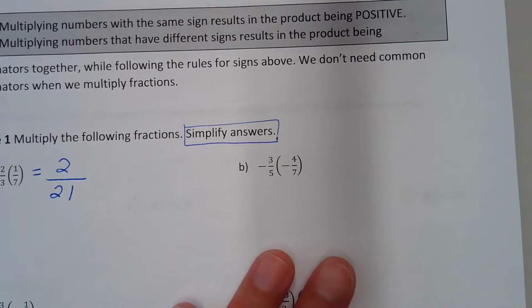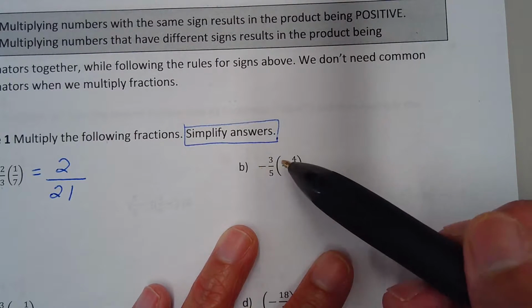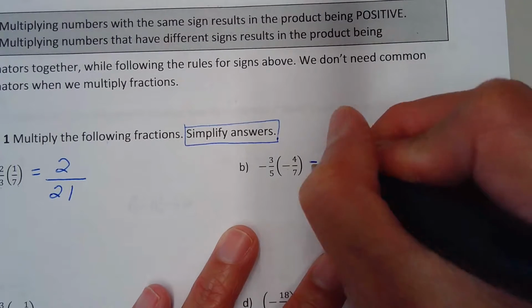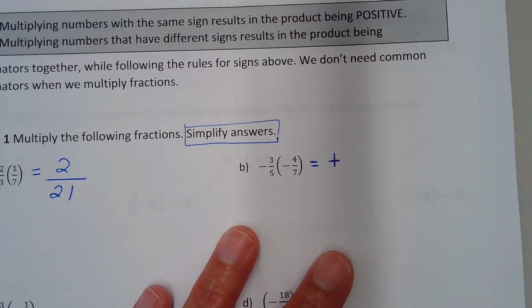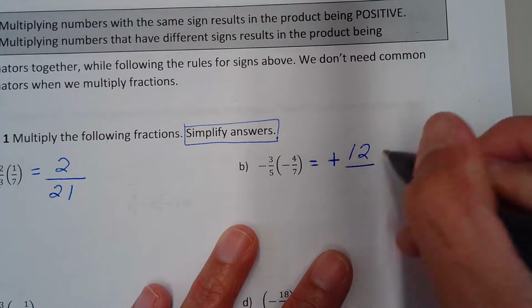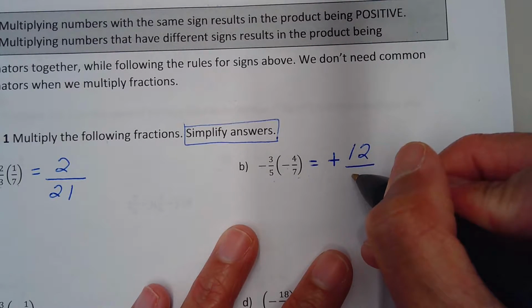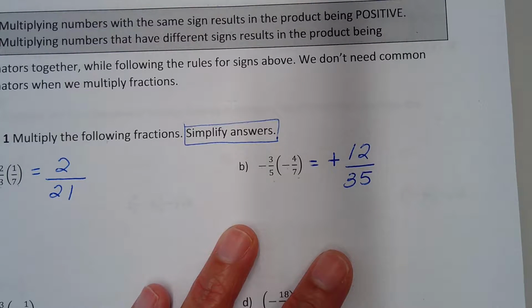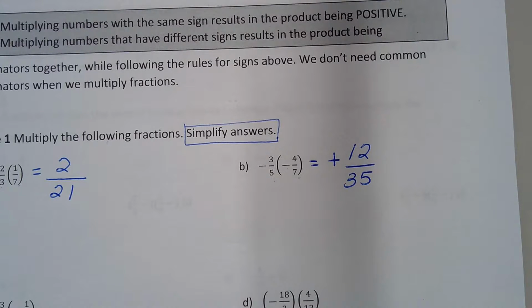Letter B. Okay. I can see negative times negative. What's the rule? A negative times a negative is a positive. So we know our answer is something positive. Numerator, 3 times 4 is 12. 5 times 7 is 35. Is there a common factor between 12 and 35? 12 would be 1, 12, 3, 4, 2, 6. 35 would be 1, 35, 5, and 7. Nothing. Good. That's it.